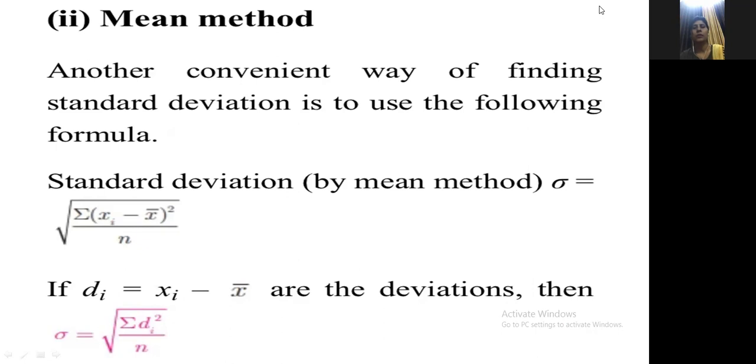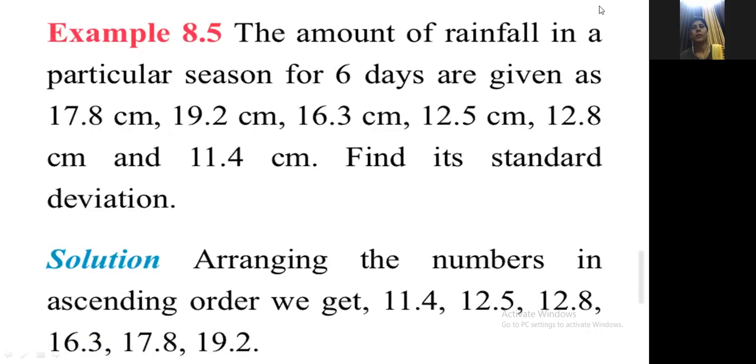So let's understand it with the help of an example. Mean method is... the amount of rainfall in a particular season for 6 days are given as 17.8 centimeter, 19.2 centimeter, 16.3 centimeter, 12.5 centimeter, 12.8 centimeter, and 11.4 centimeter. Find its standard deviation. The question is to find its standard deviation.